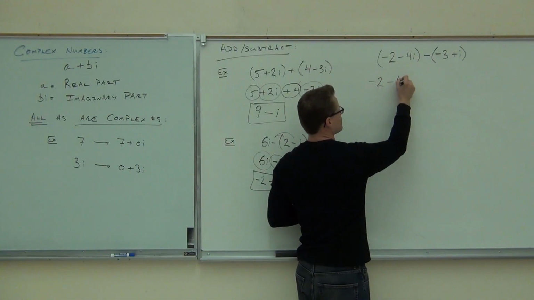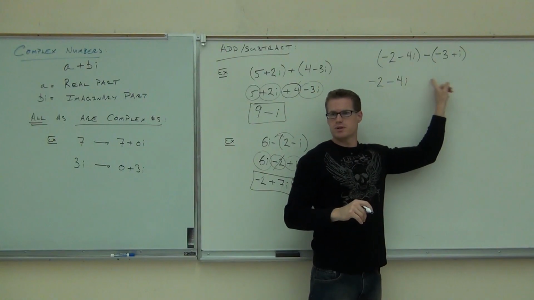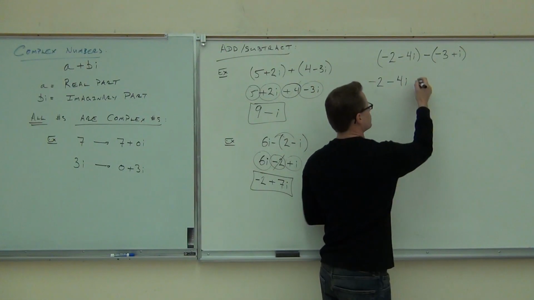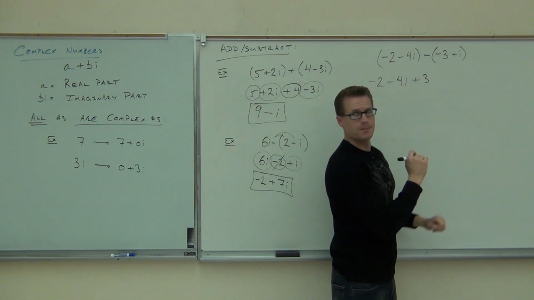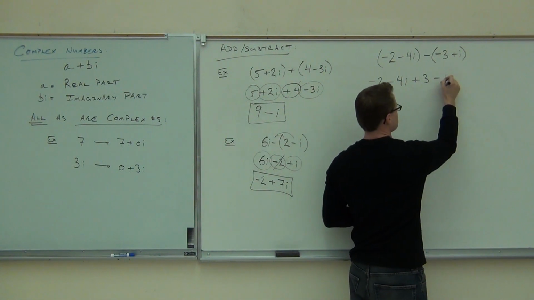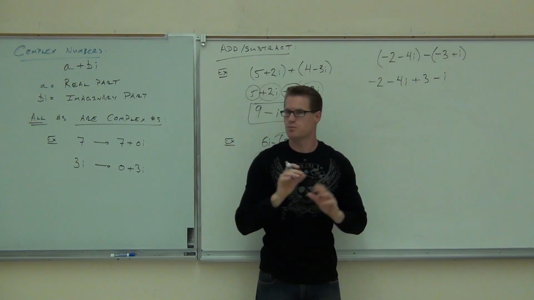Someone on the right side of the room, can you tell me what I should write here, please? Good, plus 3. Not two signs. You know a negative and a negative is a positive. And then what? Good. Follow me? Make sure you distribute those correctly. Make sure you get the appropriate signs there.